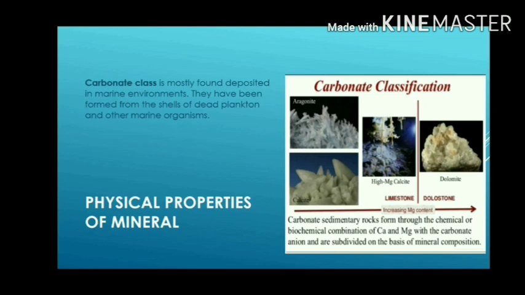So how are carbonates formed? In nature, carbon atoms join with oxygen to form the carbonate ion. These ions combine with metal cations to form carbonate minerals. These minerals are commonly formed in sedimentary and oxidizing environments.